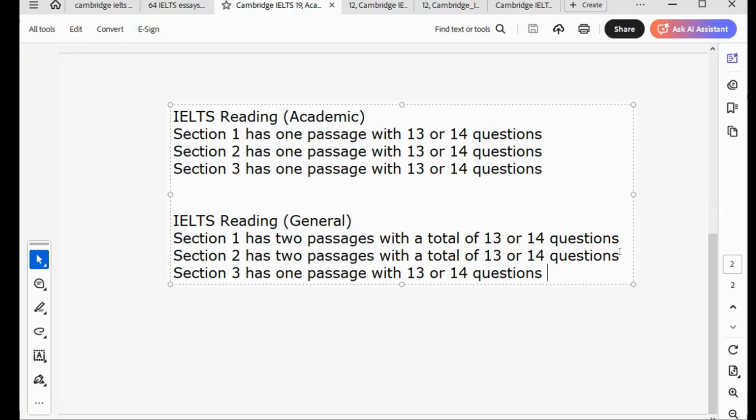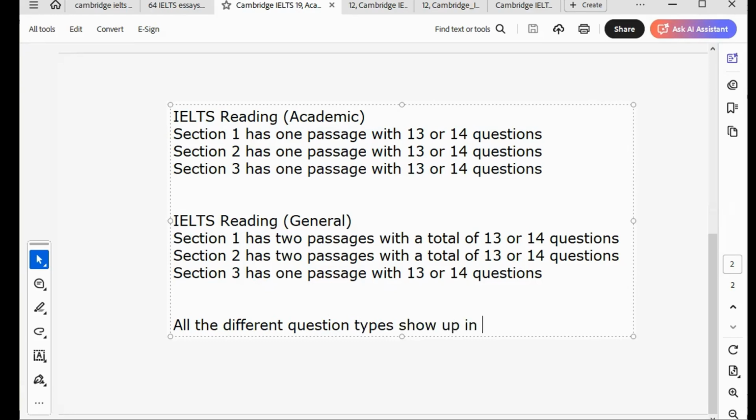Okay? Then, so these are the major differences. But the thing is that what? All the question types, all the different question types, show up in both academic and general. All the different question types, they show up in what? They show up in both IELTS Academic and what? And IELTS General. Okay?